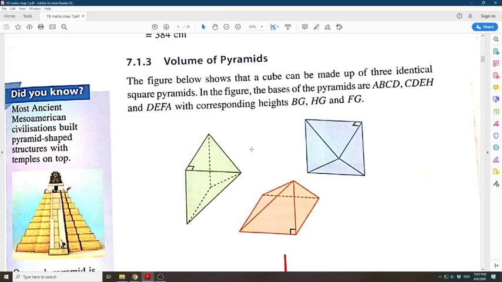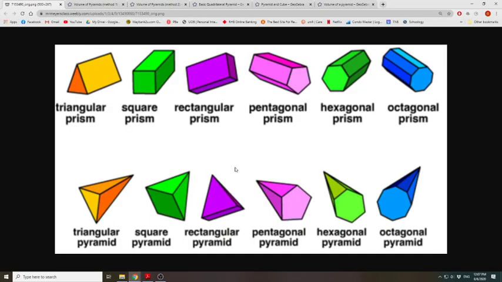Hi everybody, we're going to talk about volume of pyramids. Okay, so there are many types of pyramids. I'm sure you are all familiar with the Egyptian ones. Usually pyramids are formed based on a particular prism.